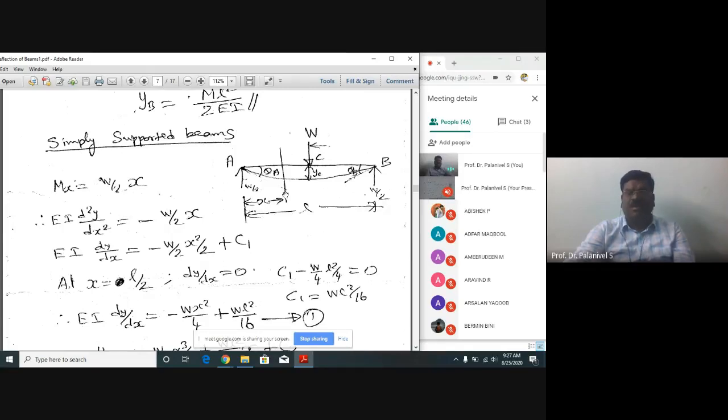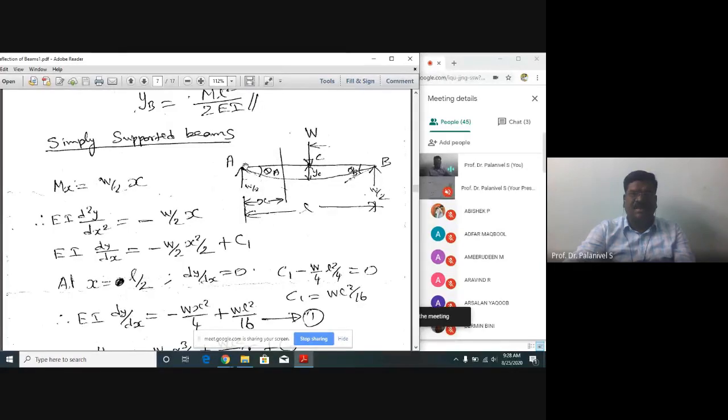Now, what is the bending moment at this section? What is the support reaction here? The load is W, only one single point load at the center. So the reaction will be half of it, W by 2. W by 2 is the support reaction. Now the bending moment at this section, you can investigate the right side of the section or the left side. If you investigate the left side of the section, what is the bending moment?